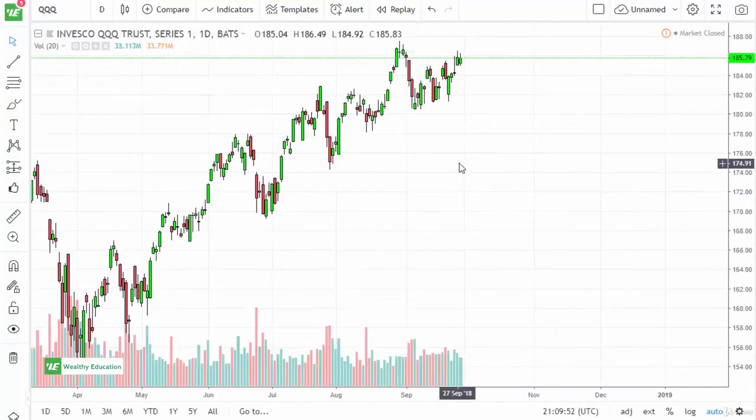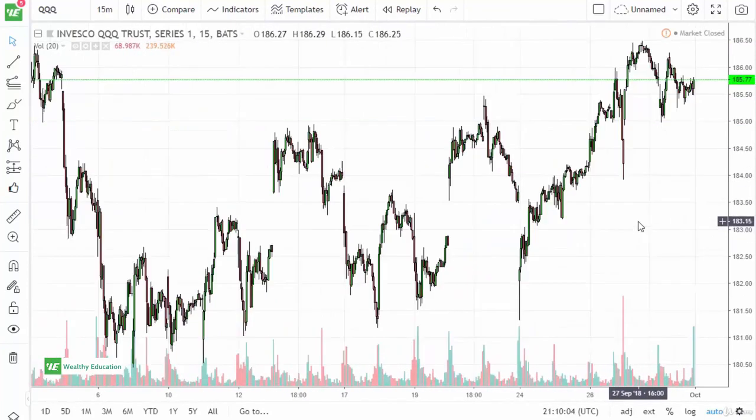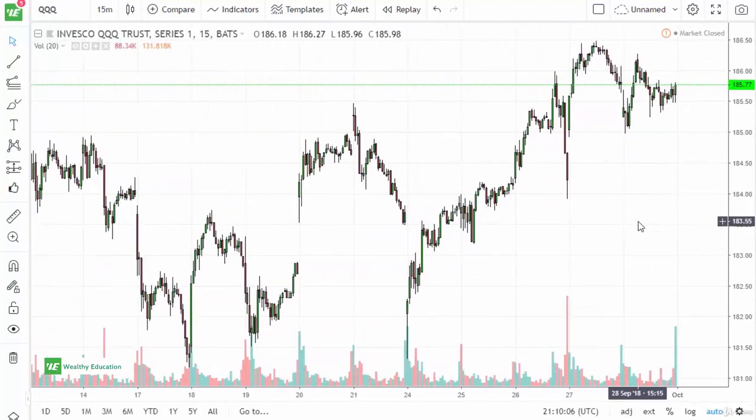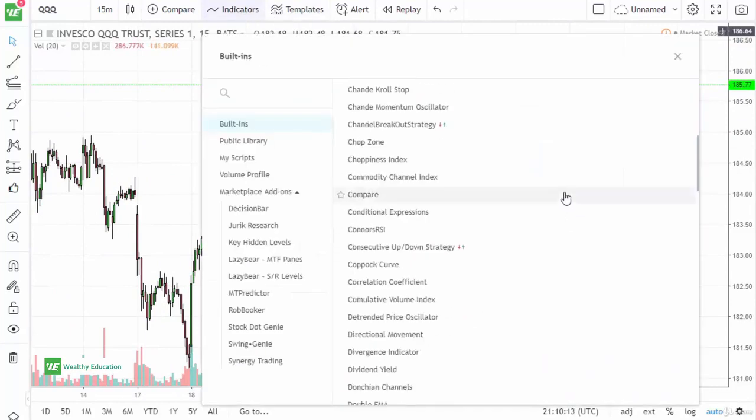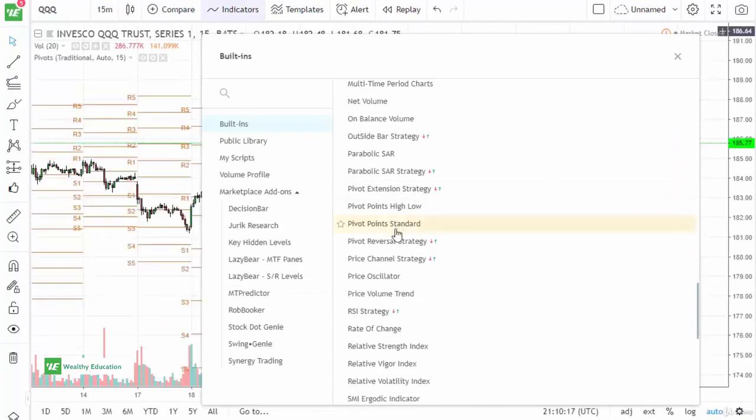At this point, as you know, and as I've tried to pound into your head this entire course so far, do not fight the trend. We never fight the trend, it leads to heartache. So now we can look at pivot points. I'm going to click indicators, and go to pivot point standard.